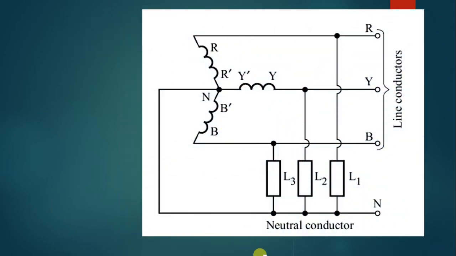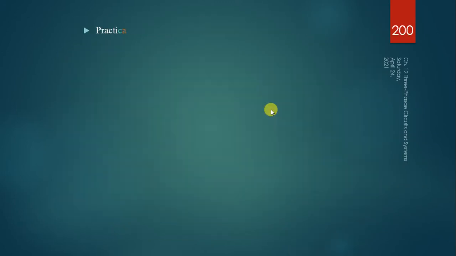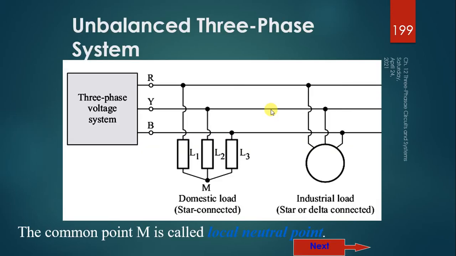Similarly, how are the loads connected in this format? The biggest advantage is you will have a neutral connection, so that you can take 230 volts. But in case of delta, it is not possible to have that sort of connection. Just have a look. In the 3-phase voltage system RYB, all the loads are connected to a common point. This is your neutral, right?